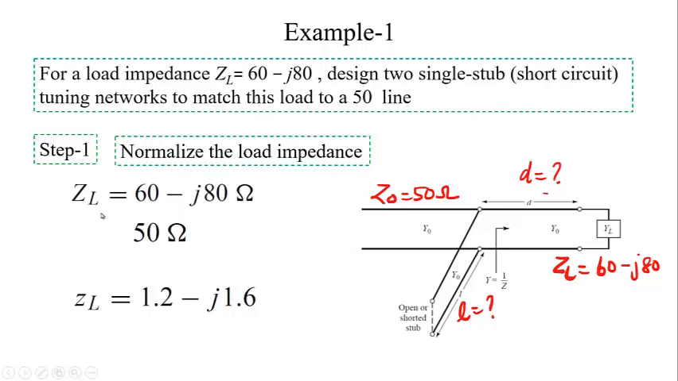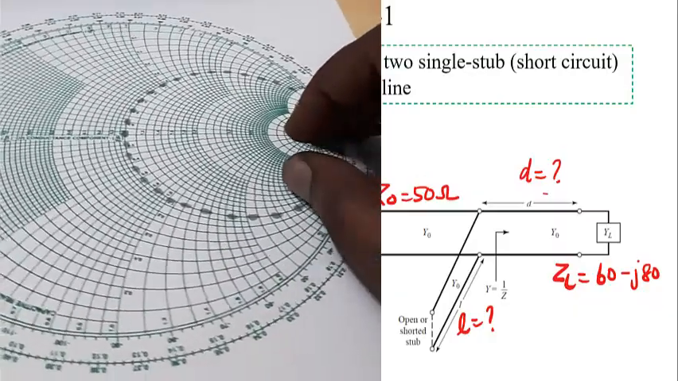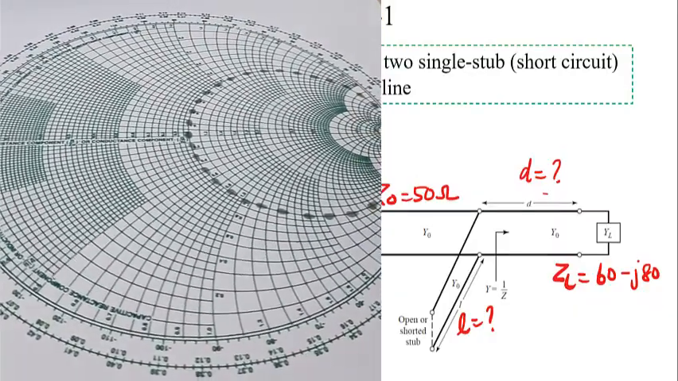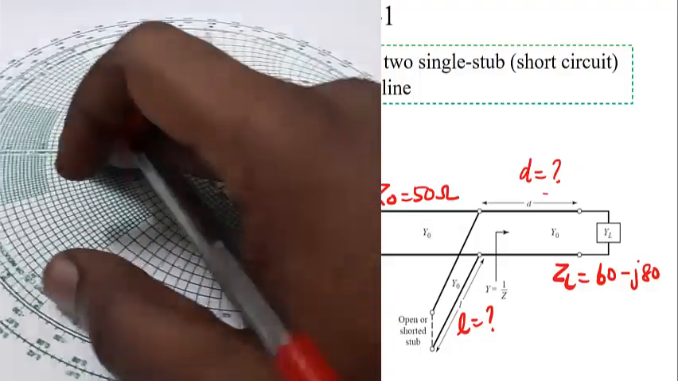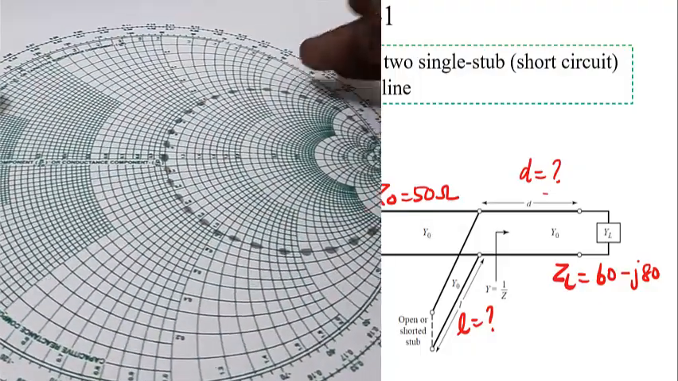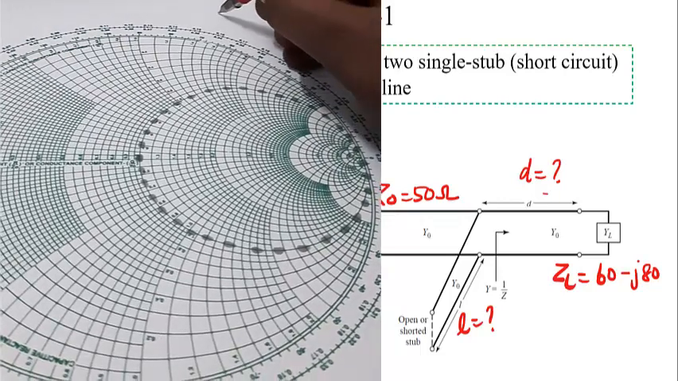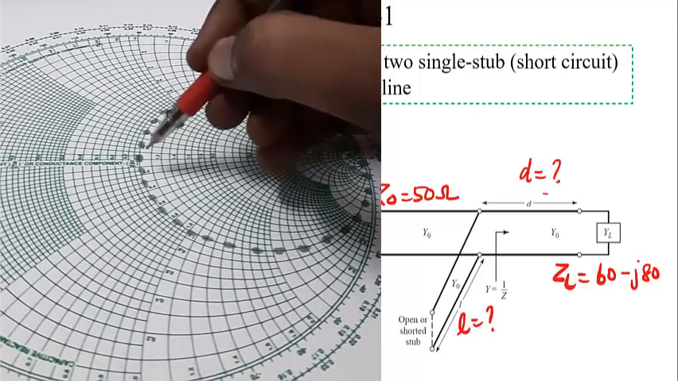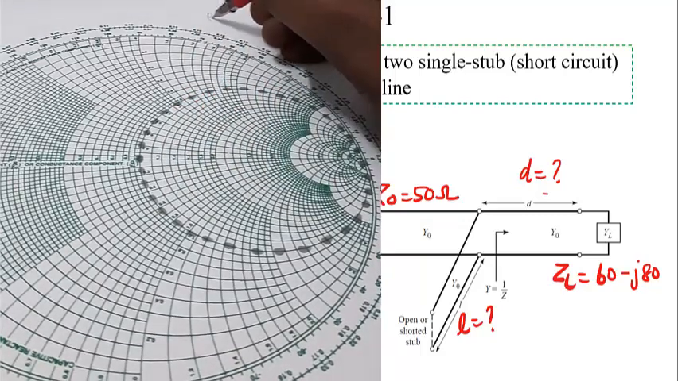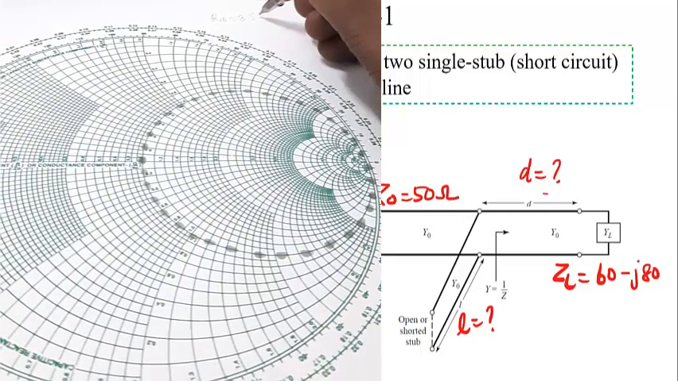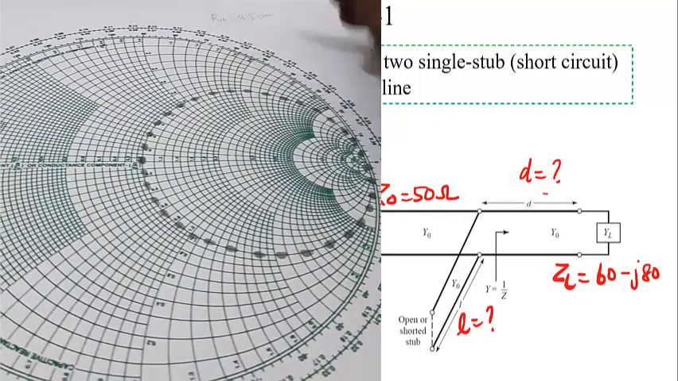First we take the load impedance, divide it by the characteristic impedance, and we get this value. This value we first have to locate in the Smith chart. Here you can see the Smith chart, and the very first thing to do is calculate its radius. When we measure the radius, it comes to 8.5 centimeter. That's the first thing you have to do.